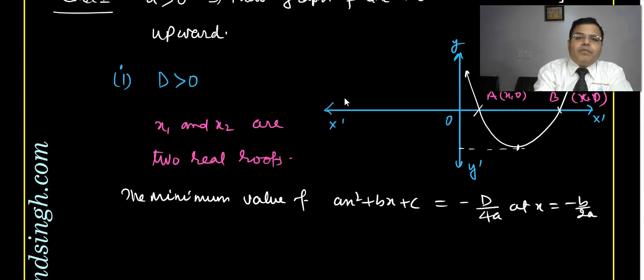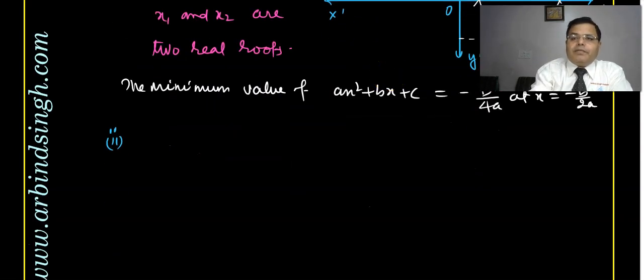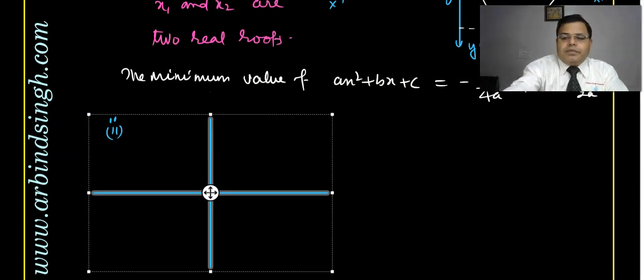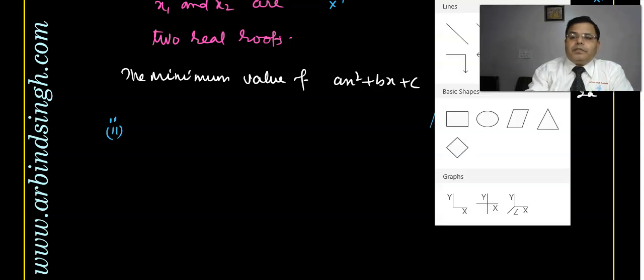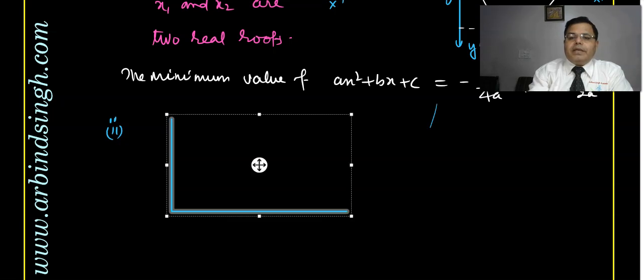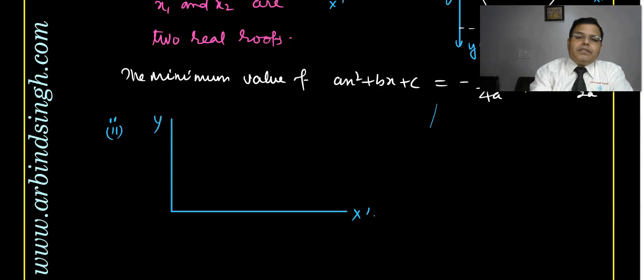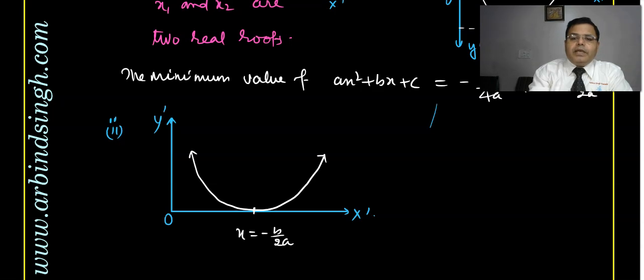So remember this. The second case is when D is equal to 0, then how the graph can be plotted. When D is 0, then the graph of the function will be like here. Let me draw only one. It can be anywhere in the x-axis and y-axis, but I am drawing the positive direction only. In this way, the graph will just touch the x-axis. It will touch it at x is equal to minus b by 2a, and there is only one value, and therefore we can say both the roots are equal.